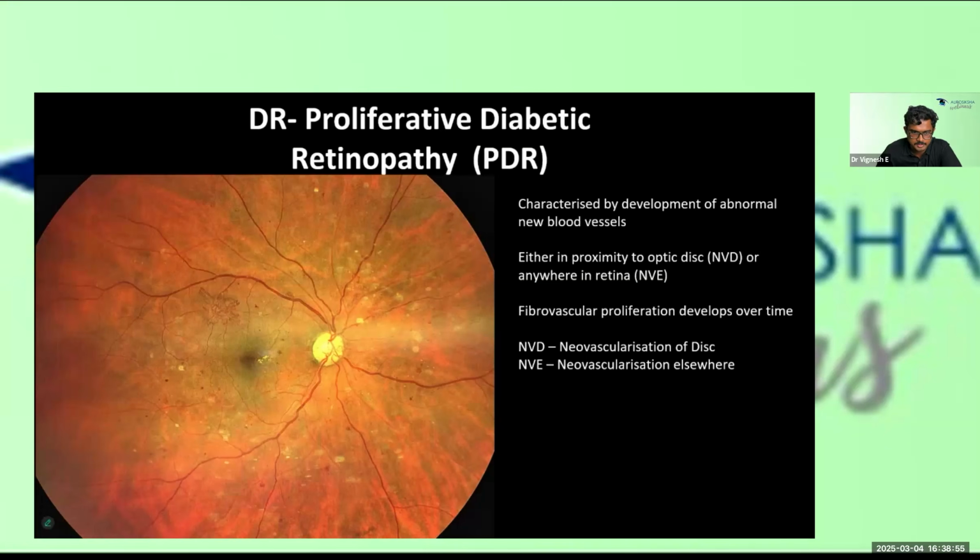The next stage is proliferative diabetic retinopathy, where there is a development of abnormal new blood vessels, either in proximity to the optic disc or anywhere in the retina. The black circle highlights neovascularization elsewhere. I hope you are all able to appreciate it. This patient needs immediate treatment with pan-retinal photocoagulation, failing which fibrovascular proliferations can develop over time, causing a tractional retinal detachment, vitreous hemorrhage, and subsequently other complications.